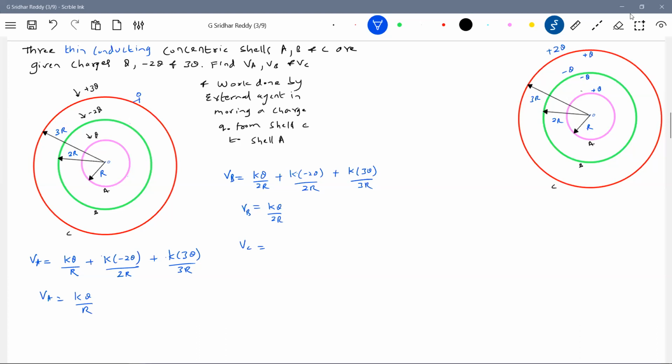Okay, I'll stand now here. First, only shell A is present. At what distance? I'm at distance 3R. So therefore, this will be KQ by 3R. At what distance am I from shell A? At a distance 3R. So potential should be KQ by 3R. Then only shell B is present.